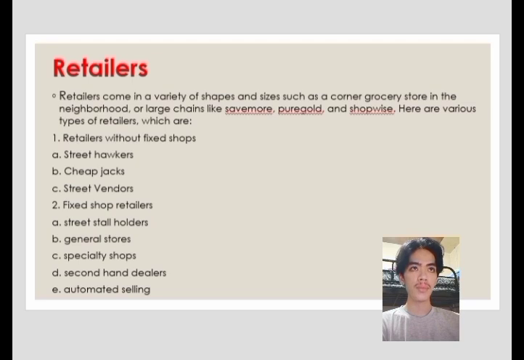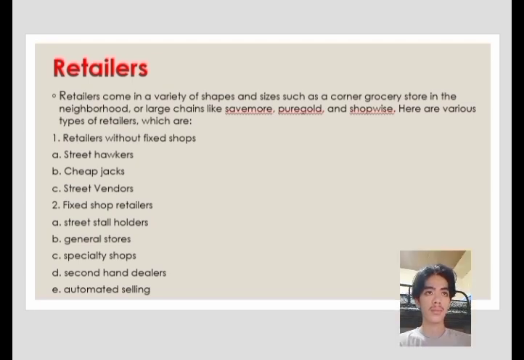Second is cheap jacks. These vendors typically sell in a specific place. However, when they discover better business prospects in some other place, they move to such a place. Last is street vendors. They are the sellers who do business in busy streets or on walkways. Such people can normally be seen near railway stations or bus terminals. Fruits, flowers, and vegetables are the goods usually sold by these retailers.